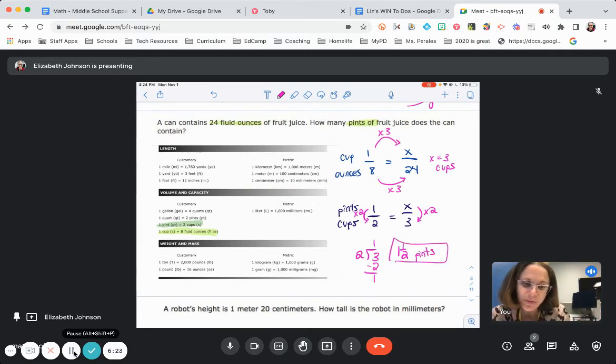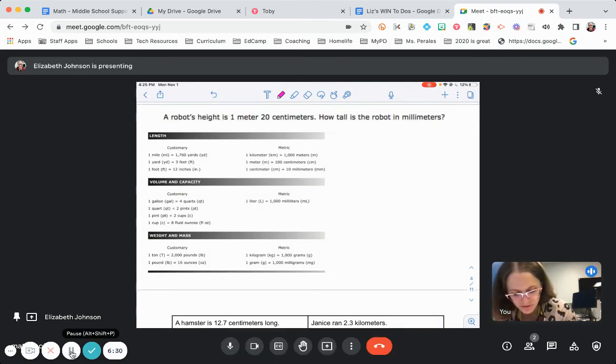So that's an example of a problem that takes 2 steps. It's the same process. I just had to do 2 conversions to arrive at my final answer. And I've got one more example for us to look at. This time we have a robot. His height is 1 meter and 20 centimeters. We want to know how tall is that in millimeters.